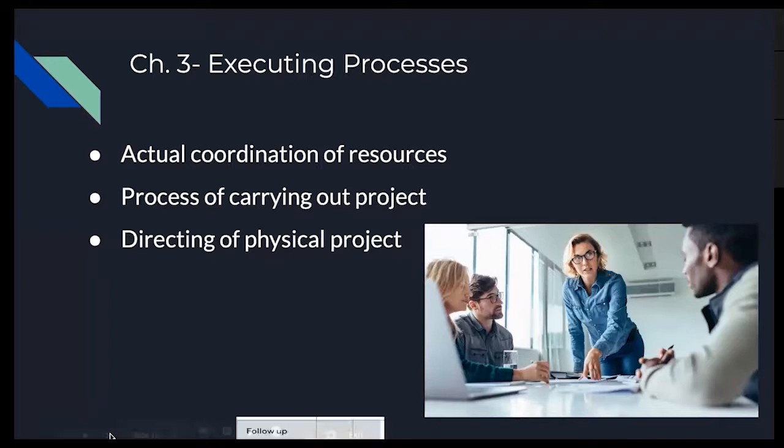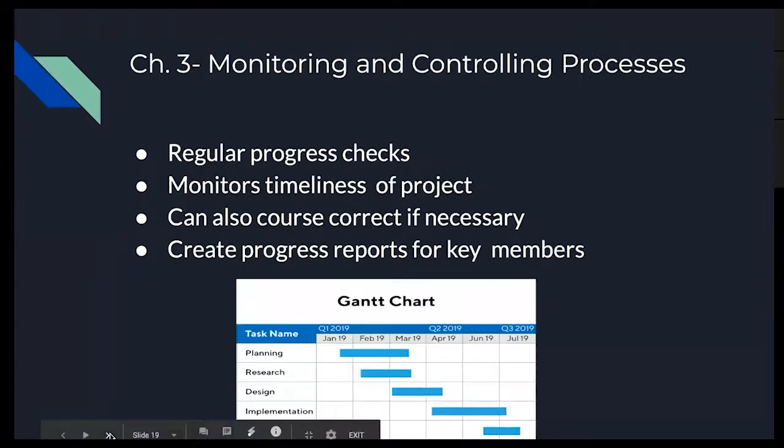Next slide, please. Monitoring and controlling process, this is going hand in hand, again, with executing. However, this is going to be the flip side of it. This is where we're going to actually be taking a look at the project.